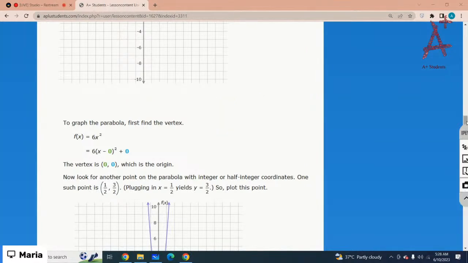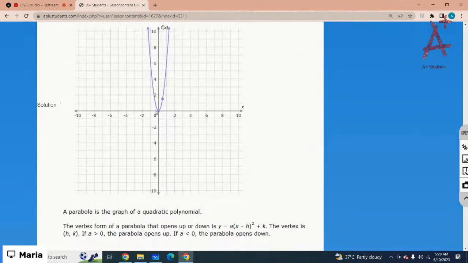Got it? Here is the parabola through (1/2, 3/2). So here is the parabola. Got it?